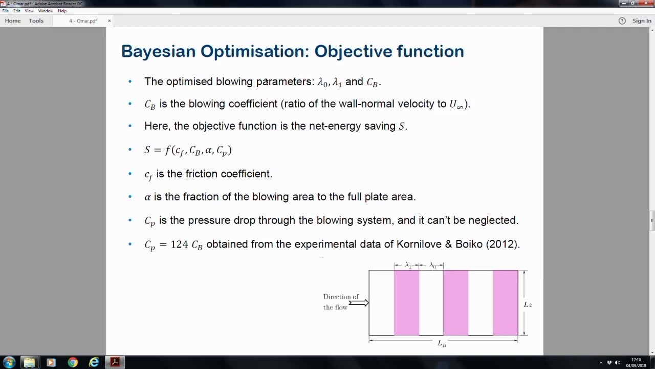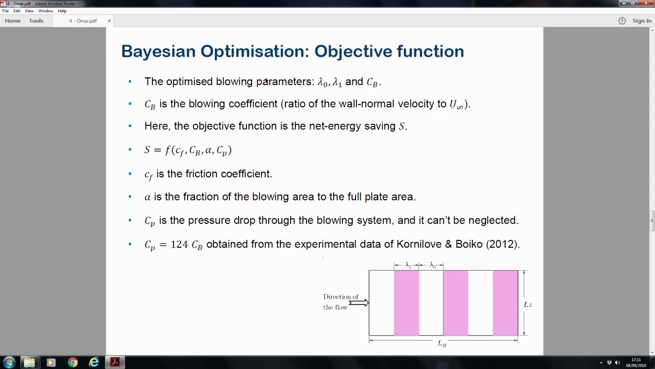In our study, we're optimizing three parameters: the streamwise length of the blowing region, the streamwise length of the solid region, and the blowing coefficient, CB. The blowing coefficient is the ratio between the wall-normal velocity and the freestream velocity. Also, the objective function is the net energy saving, and it's a function of the skin friction coefficient, the blowing parameter, and alpha. Alpha is the area ratio of the blowing region to the total area on which we calculate the drag.